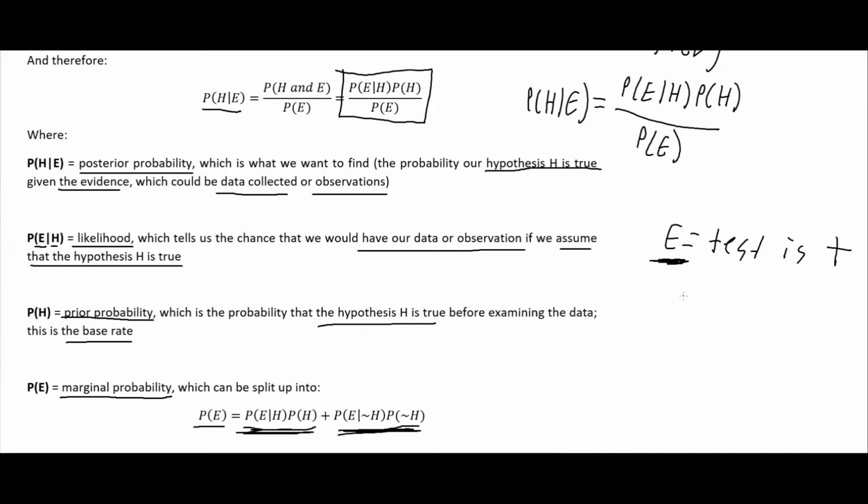And so the two cases in which the test would be positive is that it's an actual positive, or that it's a false positive. And so you want to be sort of exhaustive of those two things. And so that is what the probability of E is.